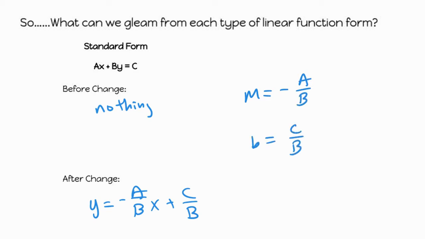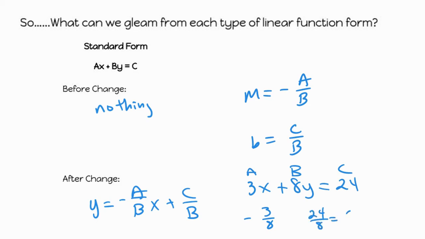So what that allows you to do is look at something like 3x plus 8y equals 24, and you can tell that the slope, if this is a, b, and c, is going to be negative 3 over 8, and that the y-intercept is going to be 24 over 8, so 3. So you can see a lot of information just by breaking that down a little bit.